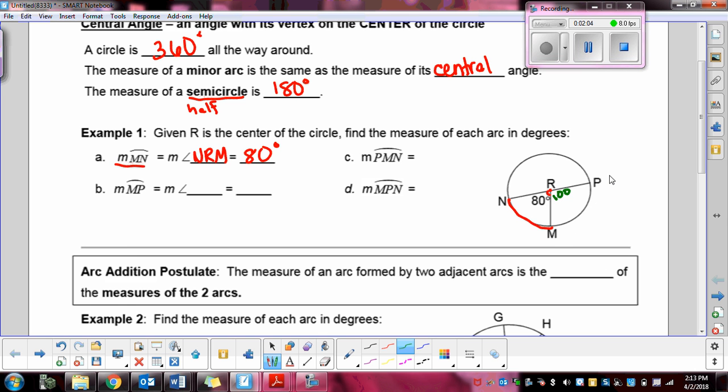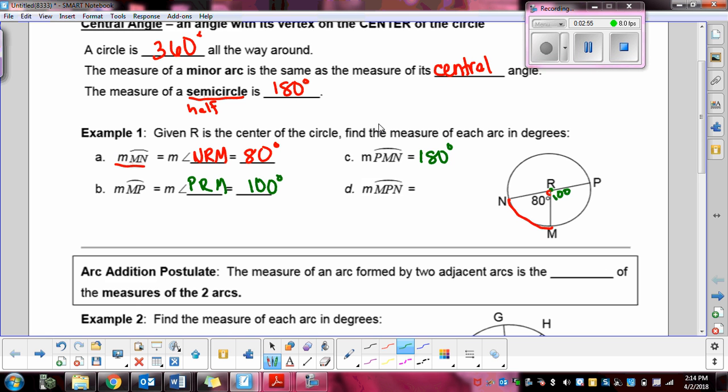So I know that M to P is equal to the measure of the angle. Remember, R has to be the middle, so I can have MRP or PRM, as long as R is in the middle. So I'm going to put PRM, which is 100 degrees. Now, these are called minor arcs because we only use 2 letters. They're less than 180 degrees. But when we use 3 letters, P, M, N, then it's going to be half of a circle or more. So PMN is exactly half of a circle, right? It's 80 plus 100. It's half of the circle, which is 180 degrees.